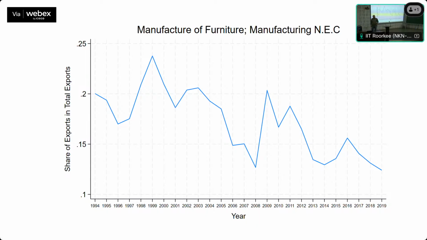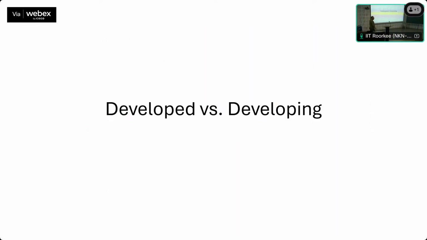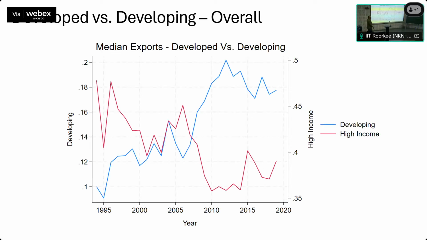Okay. Now the interesting bit is the other one: is India changing its strategies in terms of developed versus developing? Whom are they exporting to? Have the shares changed over time or not? So I tried to follow a WTO definition. There are many definitions, this is pretty standard. And I have brought the first one, the overall exports, developed versus developing.